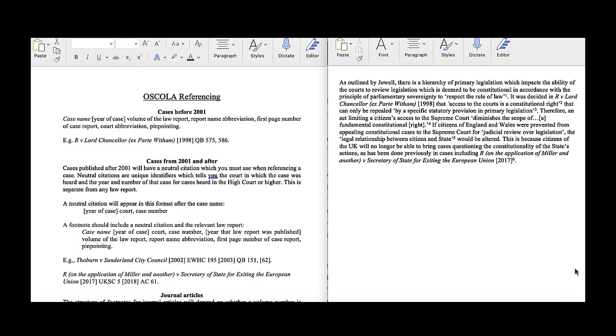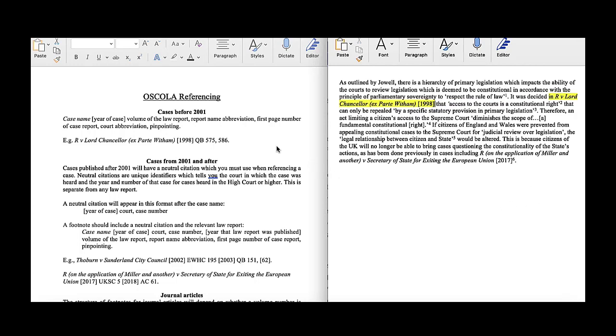If the case was published before 2001, it will not have a neutral citation, and you should reference it directly from a law report using the most authoritative report available. To demonstrate citing a case without a neutral citation, we will look at the case of R v Lord Chancellor, which is used in the example paragraph.